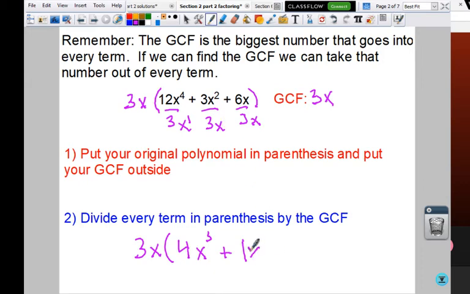Or I'm just going to write it as x. I could write x to the 1. This isn't wrong, but it's more to write, so I'm going to be lazy and not write it. Plus 6 over 3 is 2. And what happens with x over x? They just cancel out. So I just have a 2. And this is actually a final answer. That's it.